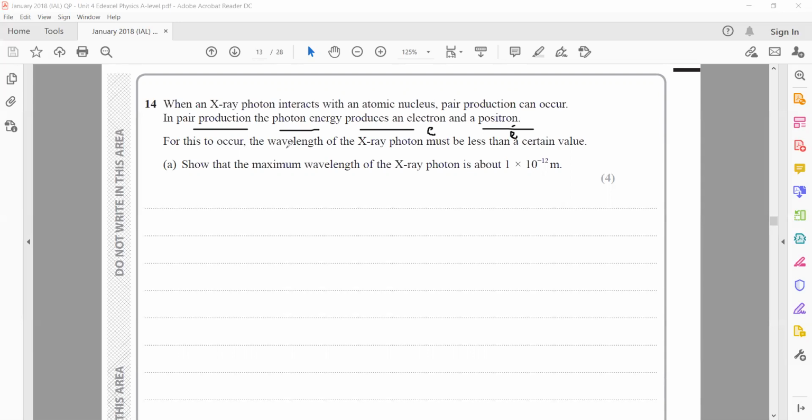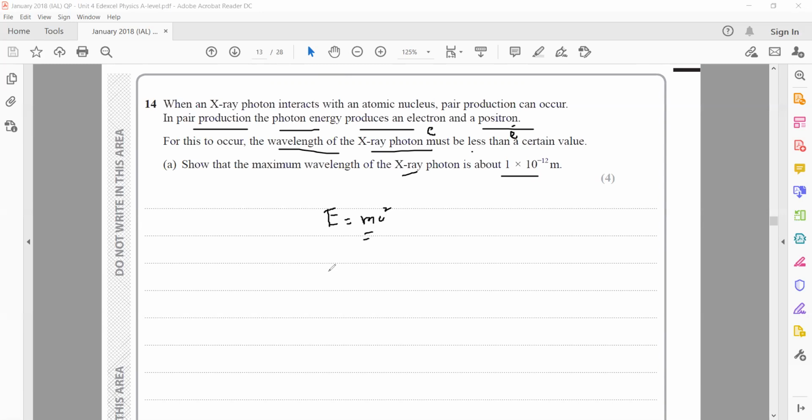For this to occur, the wavelength of the X-ray photon must be less than a certain value. If the wavelength is less, the frequency should be high, so the energy will be high. Show that the maximum wavelength of the X-ray photon is about 1 times 10 to the power minus 12 meter. So first, we should know how much energy is required to produce this particle and antiparticle. In practice you need more energy, but our assumption is just enough to produce the particles. So the energy I need is equal to mc squared.